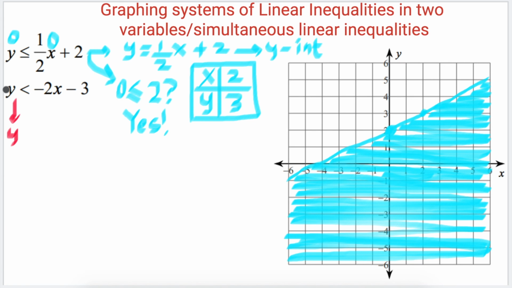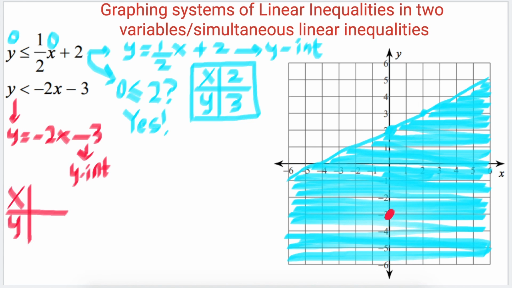Final equation, I'm going to change it from an inequality into an equation, and then after that I'm going to identify the y-intercept, and it's negative 3. So on my graph here, I'm going to put a red dot where negative 3 is. My second dot, I'm going to find it by using a table, and in this table I'm going to use positive 1. When I substitute positive 1 for x, I'm going to have negative 2 minus 3 equals negative 5. So where 1 comma negative 5 is, I'm going to put my second dot, and then I'm going to connect those two dots with a broken line because my second inequality only has a less than sign.